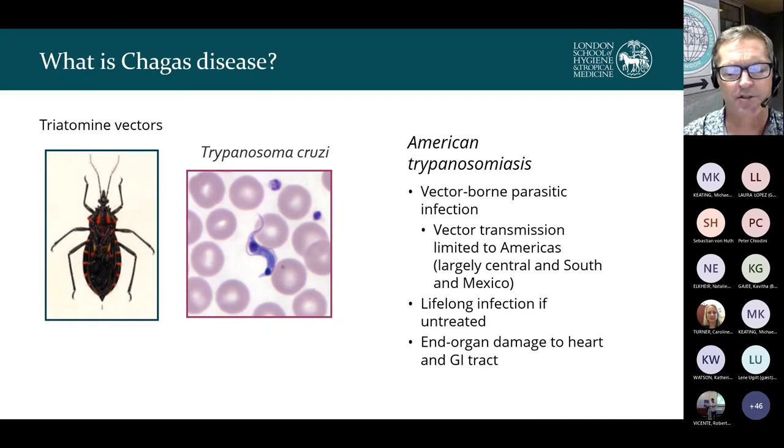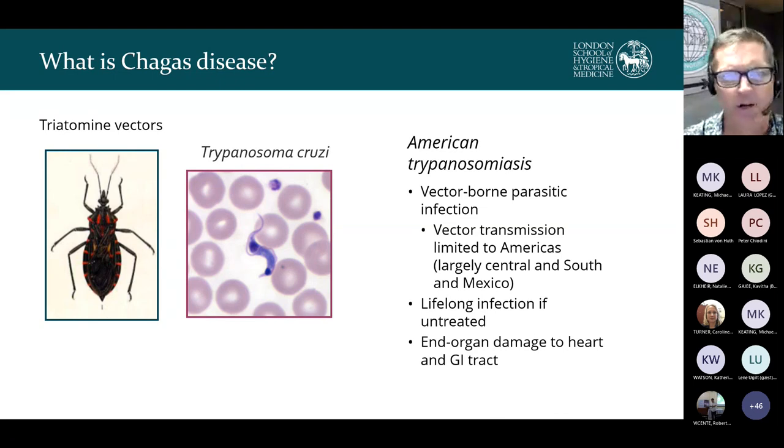Just to get everybody on the same page, this is a chronic parasitic infection. The parasite is Trypanosoma cruzi, seen here in a blood film, something that we would very rarely see. This is really only seen during acute infection, and the only acute infections that we would see in this setting would be in the context of congenital infection. But that's the parasite. And on the left, you see an example of one of the triatomine vectors, the kissing bug vectors, that are responsible for most transmission in endemic areas. So this is, in essence, a vector-borne parasitic infection.